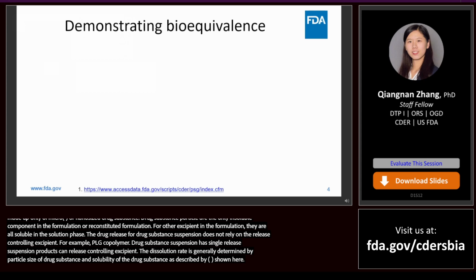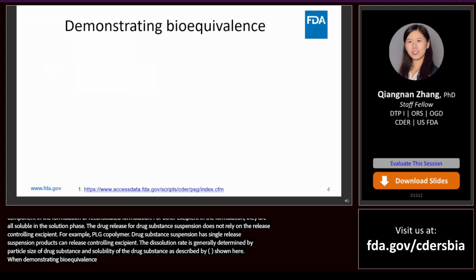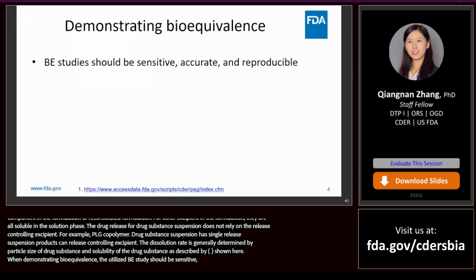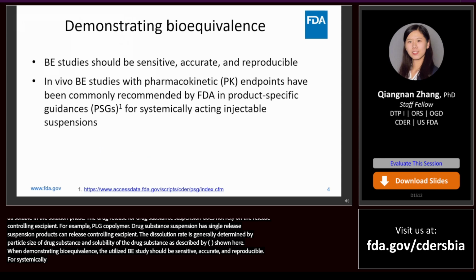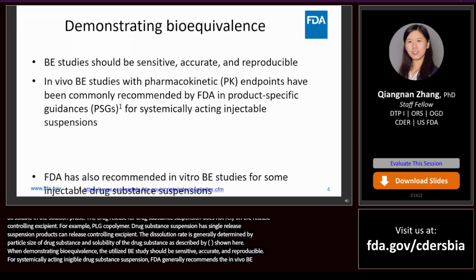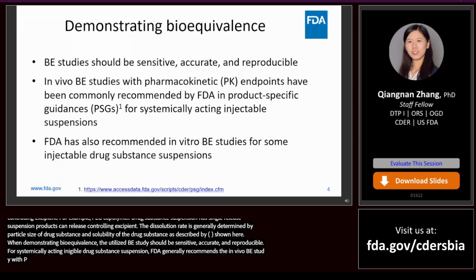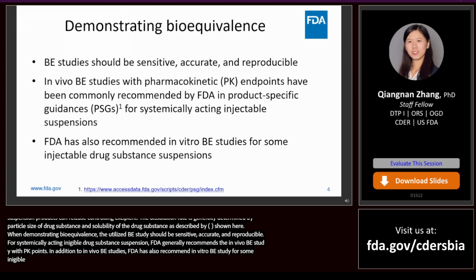When demonstrating bioequivalence, the utilized BE study should be sensitive, accurate, and reproducible. For systemically acting injectable drug substance suspension, FDA generally recommends the in vivo BE study with PK endpoints. In addition to in vivo BE studies, FDA has also recommended in vitro BE study for some injectable drug substance suspension products.